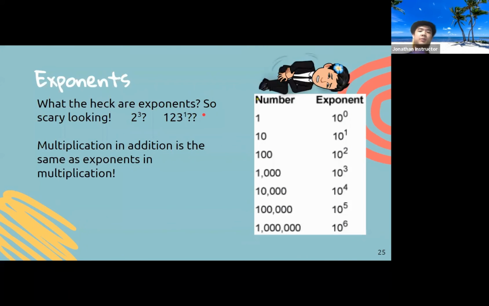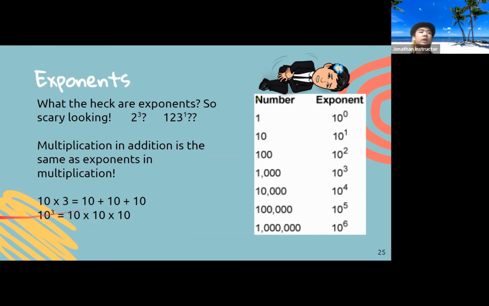Multiplication is basically the same as addition, and exponents are the same as multiplication, and I'll show you why. Multiplication is just adding a number a certain amount of times. So 10 times 3 is equal to 10 plus 10 plus 10. That's just 10, 3 times.